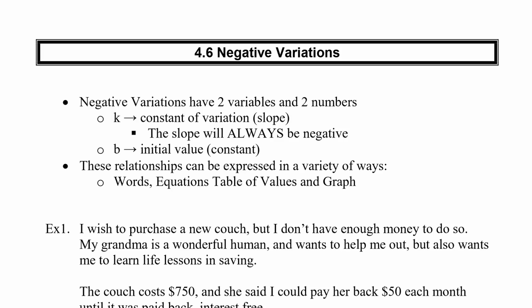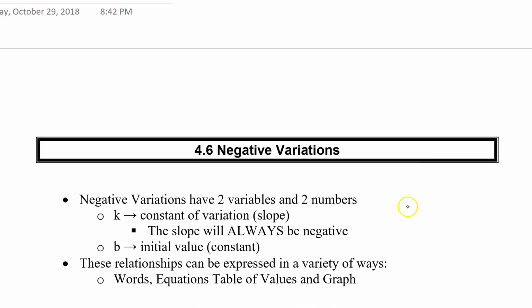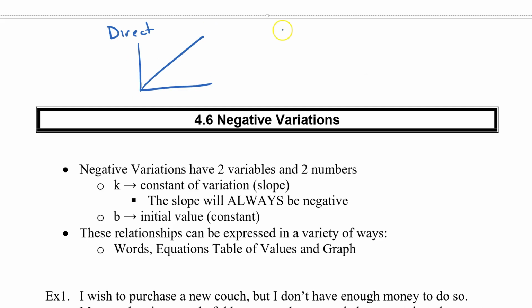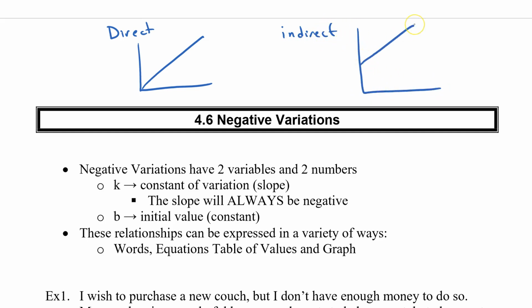4.6, negative variations. Before we move on in this video, let's just talk about the other variations that we've learned so far. So we have direct variations, and they go through the point (0, 0). We have indirect variations, and they do not start at (0, 0), but they both have positive slopes. Okay, it's rising from left to right.